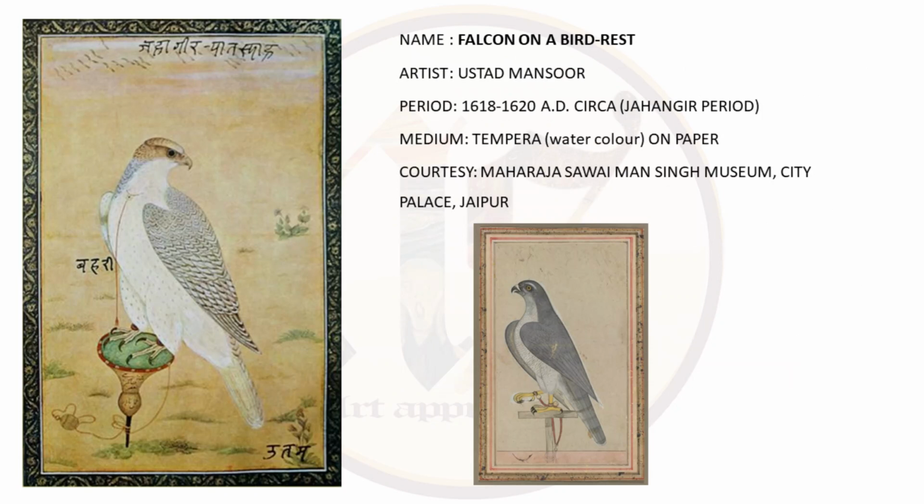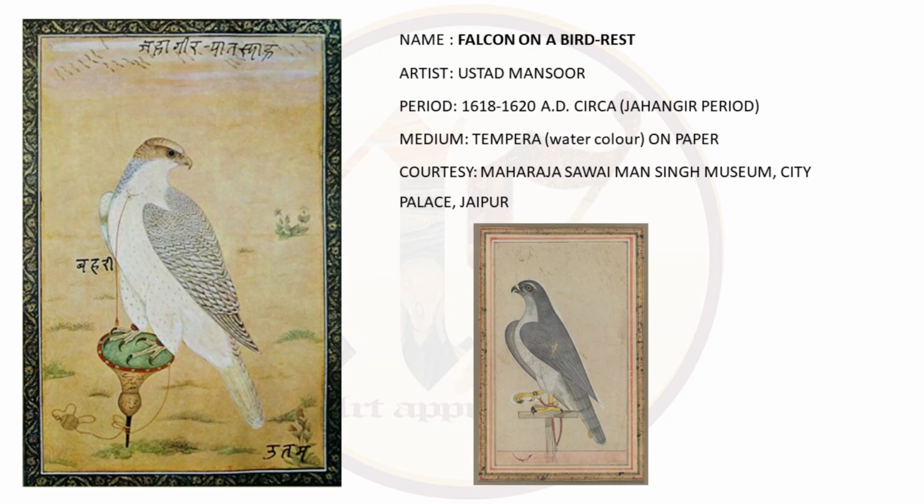Next painting is Falcon on a Bird Rest. Artist is Ustad Mansur. Period is 1618 to 1620, which was the period of Emperor Jahangir. Medium is tempera on paper and collection is in Maharaja Sawai Man Singh Museum, City Palace, Jaipur.